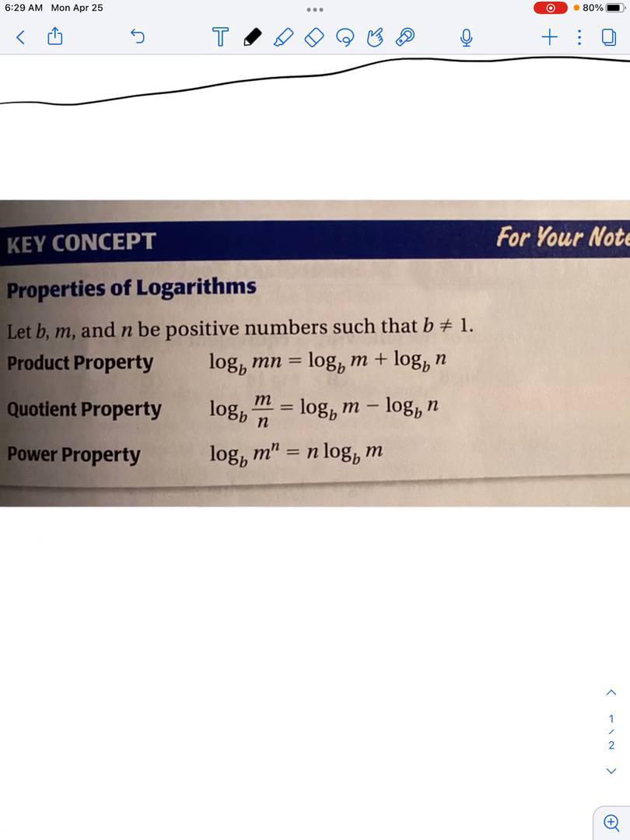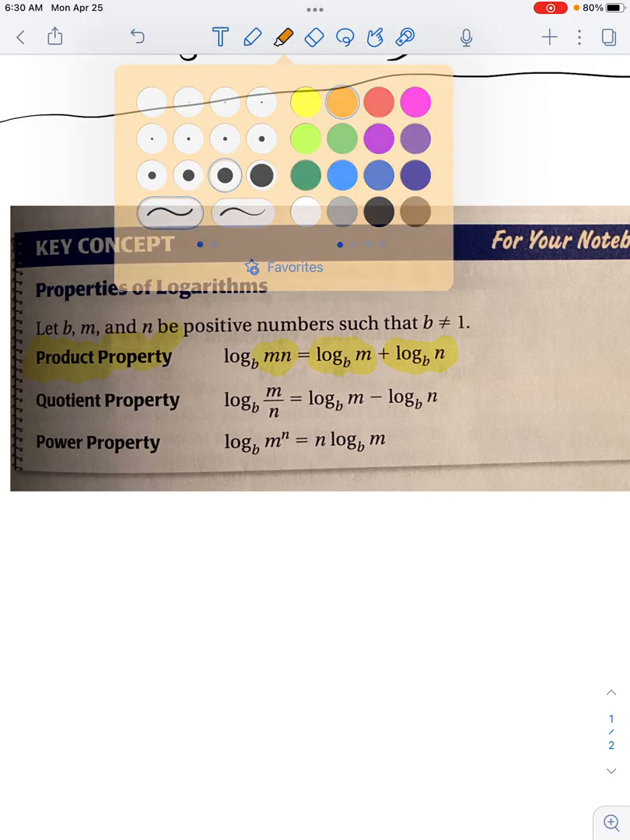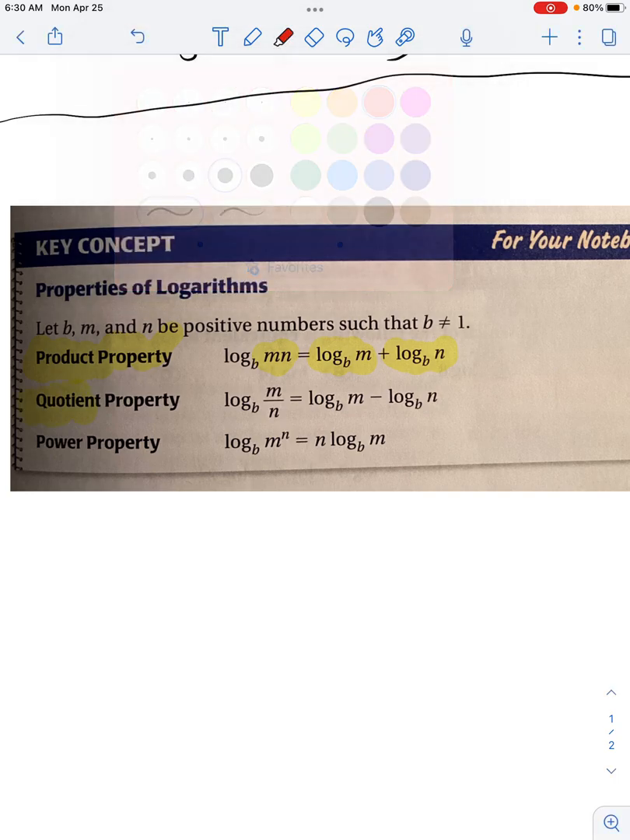So some of my key properties: we have the product property, which is when we multiply m and n together, we could also split them apart. So we could have log base b of m plus log base b of n, and that would be the same thing. Very similar, we have the quotient property, except instead of adding, we are going to subtract. So we will take log base b of m divided by n, and that equals log base b of m minus log base b of n.